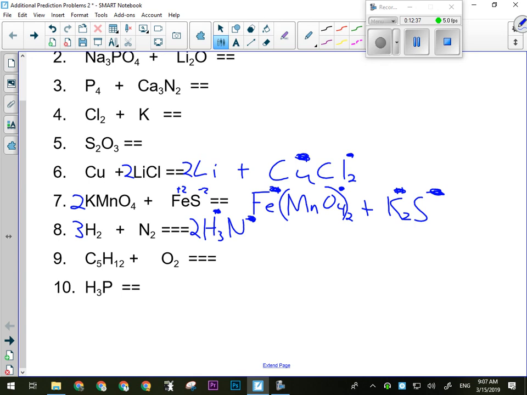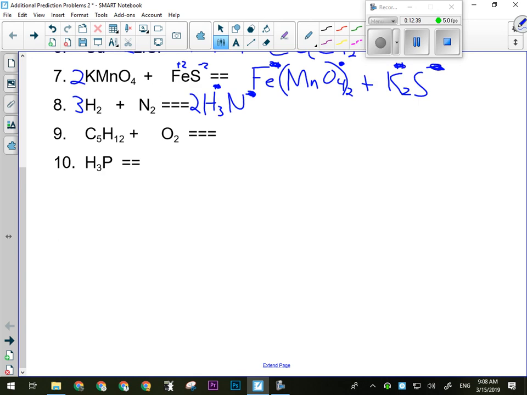All right, number 9. Jeremy, what kind of reaction am I looking at there? Okay, combustion, because I have carbon, hydrogen reacting with oxygen. Products are always the same: carbon dioxide and water. In this case, I don't need the rule of 2 because I have an odd number of carbons. So I'm going to put a 5 here. Okay, I'm going to put a 6 here to balance my 12 hydrogens, and then I'm going to balance my oxygen. 6 plus 10 is 16, so an 8 there will do it.